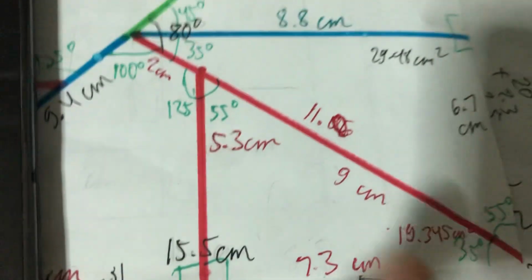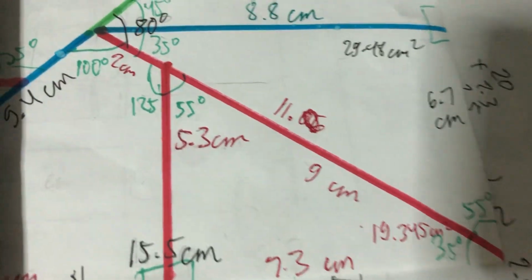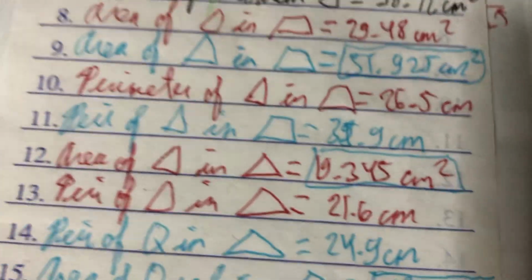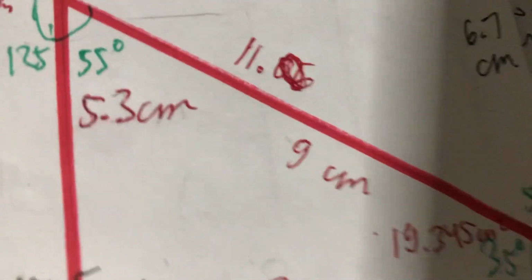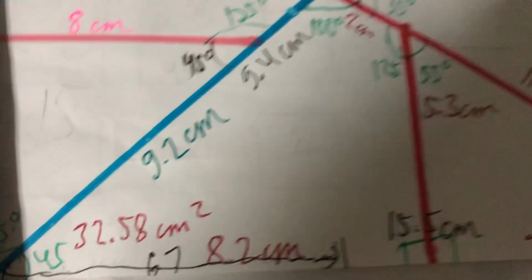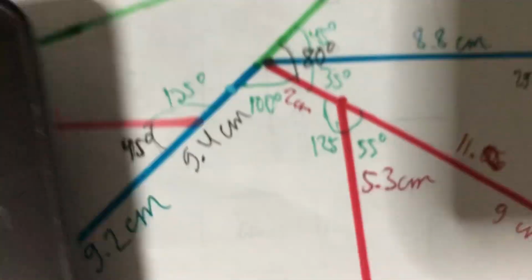Plus, we have the right triangle here. We got 19.345. Did we get that? Yan. Area of the right triangle. So, 19.345. Plus, last but not least, yung dito sa baba ay yung quadrilateral, area of the quad, 32.58.